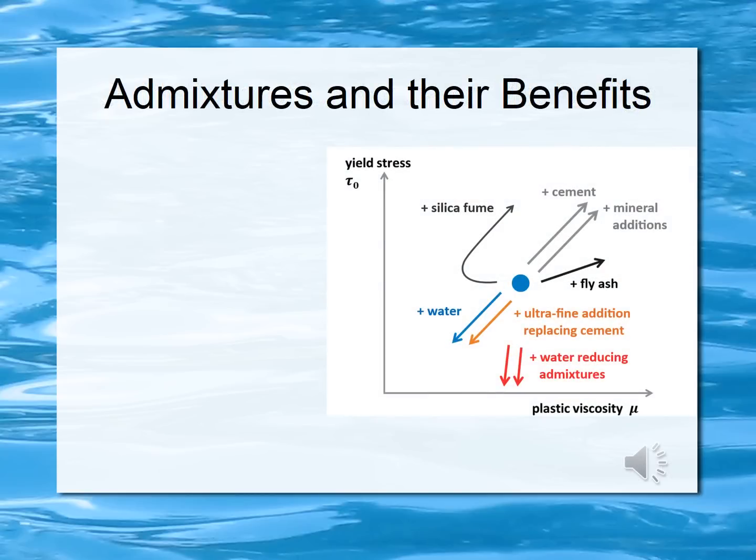Next, we are going to talk about admixtures and their benefits to underwater concreting. Admixtures are an emphasized part of mix design as they alter the properties of the mix and help it perform in certain conditions. Four admixtures in particular that we will talk about are water reducers, fly ash admixtures, silica fume admixtures, and anti-washout.